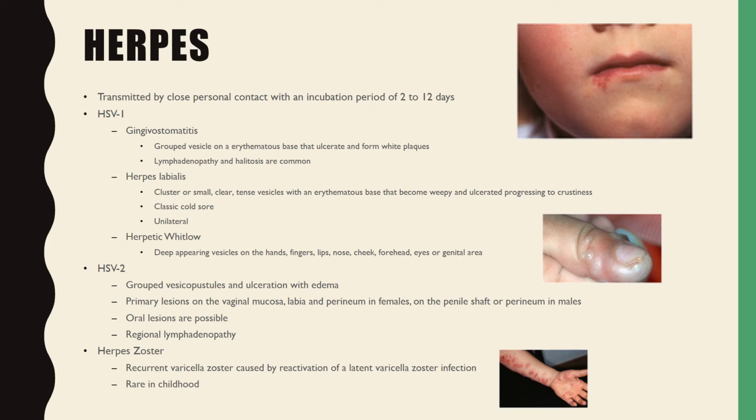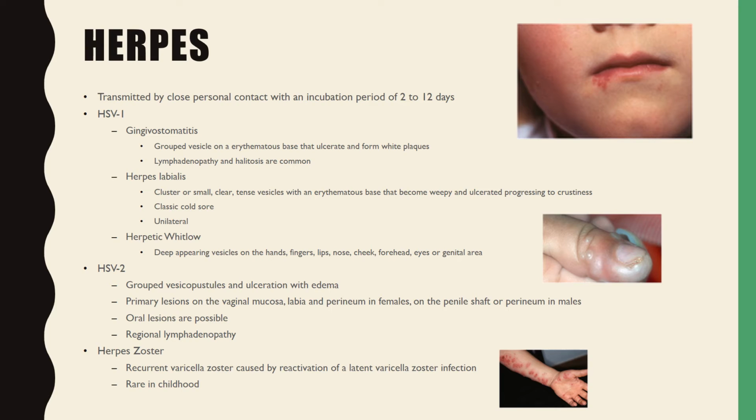gingivostomatitis. Those are group vesicles on erythematous base that ulcerate and form white plaques. They can have lymphadenopathy or halitosis. There's also herpes labialis. This is a cluster of small, clear, tense vesicles with an erythematous base that become weepy and ulcerated, progressing to crustiness. This is a classic cold sore, and it's typically unilateral. And then there's a herpetic whitlow.